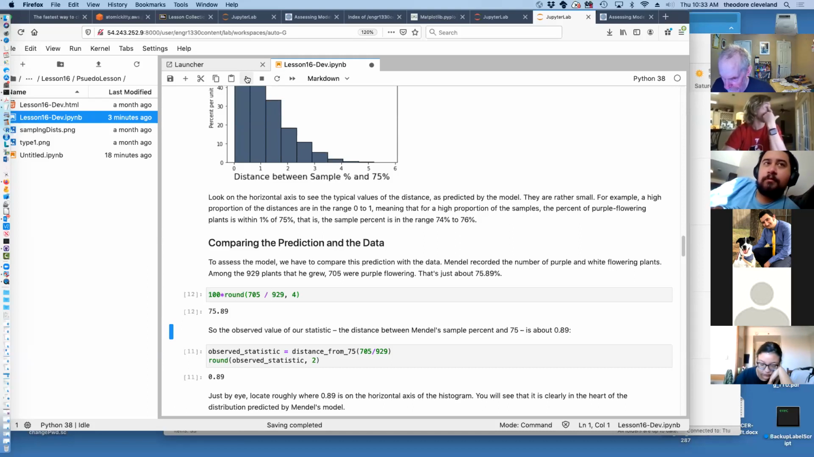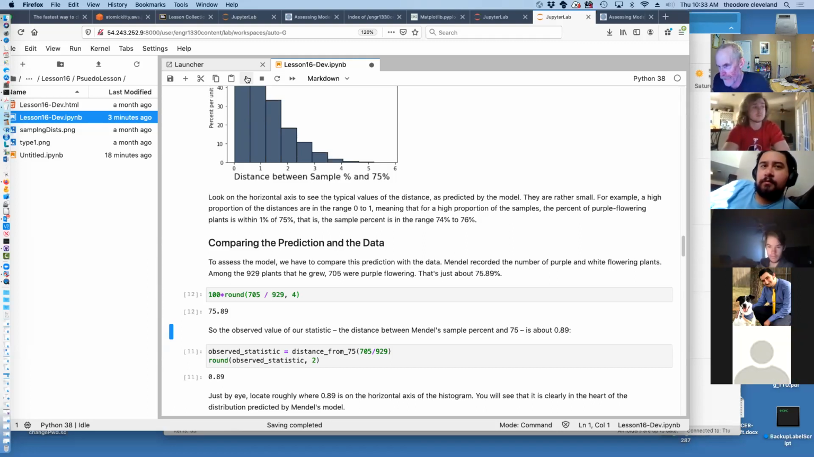Now, without much further work, is less than 1% close enough, in instances that you are intuitively familiar with? Does 0.89% mean that our model is a good descriptor of our experiment or a bad descriptor? Be good for pea flowers. I'm just asking for an opinion here. There's no right answer and no wrong answer. Looks good to me. Yeah, 1% is pretty darn close when we're looking at 929 things.